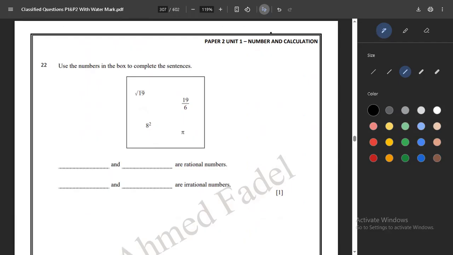Which are rational numbers? Well, 8 squared and 19 over 6 are definitely rational because they can be written as fractions. And here, the square root of 19 is irrational and pi is irrational as well.